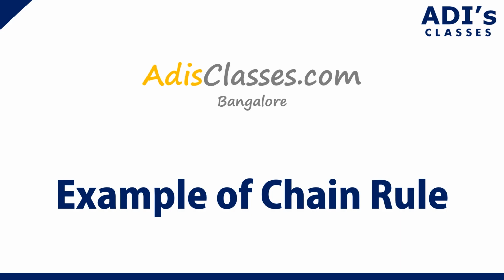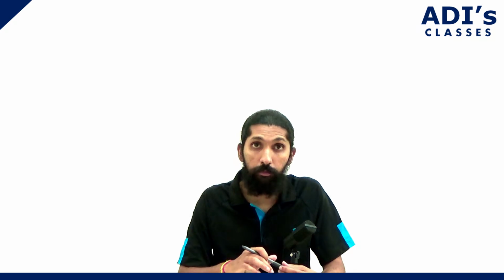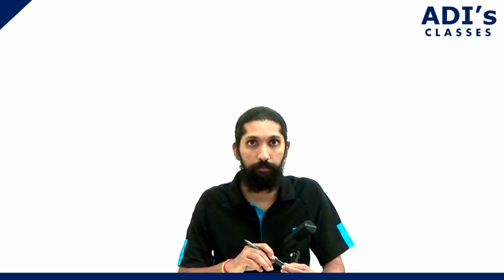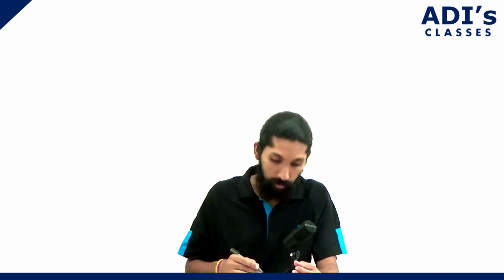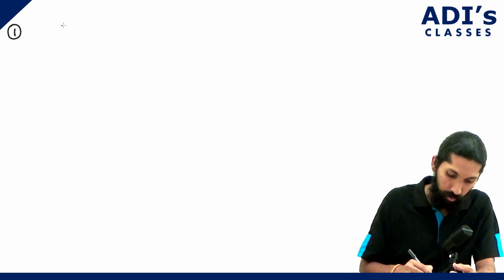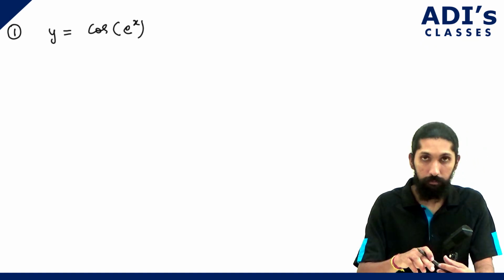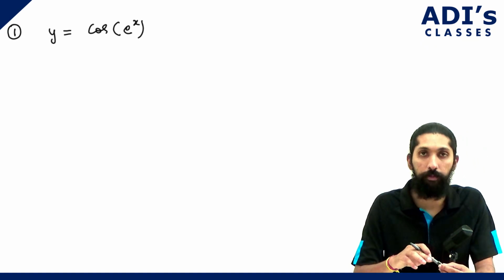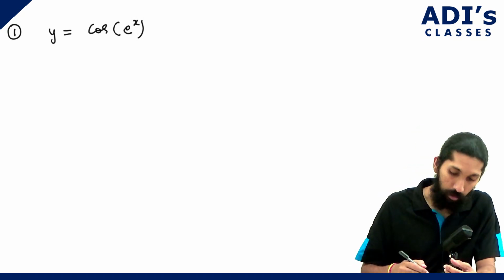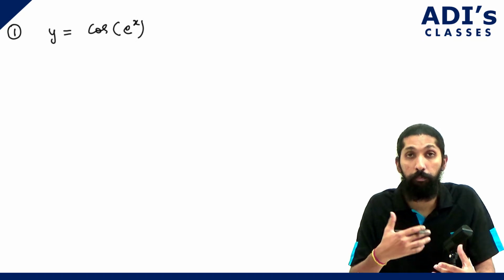In this video, we'll discuss a few examples of how to differentiate when you have composite functions. All right, let's start. First example, suppose you have the question y is equal to cos of e to the power of x. Just two functions are there. Let me show you how we do it in a problem.